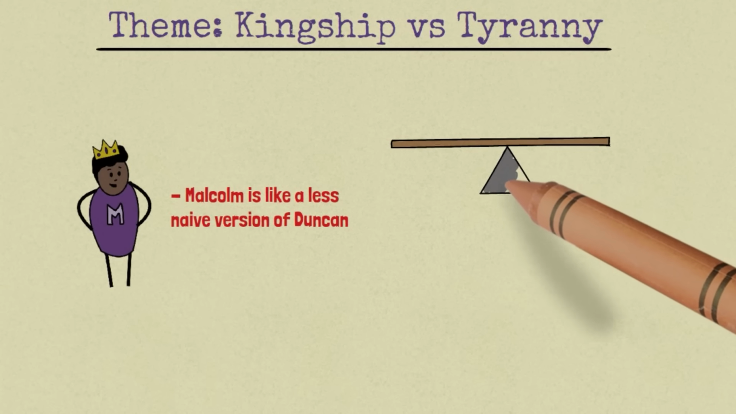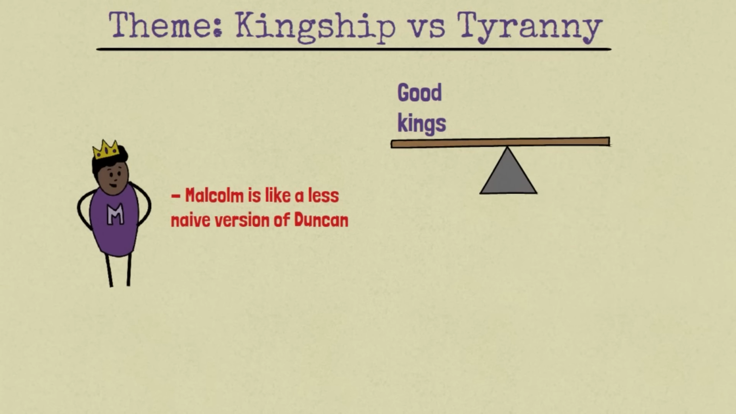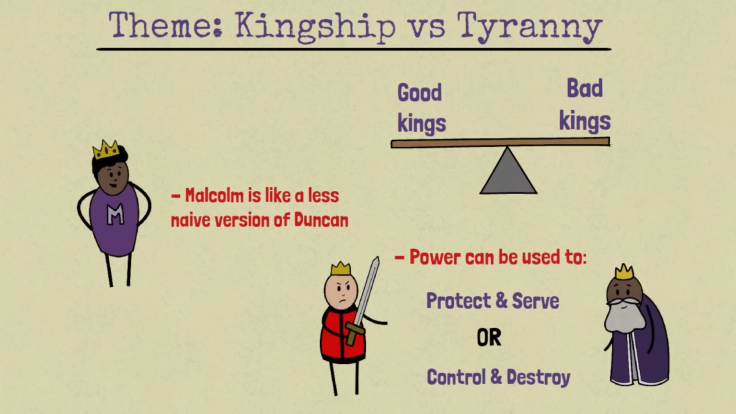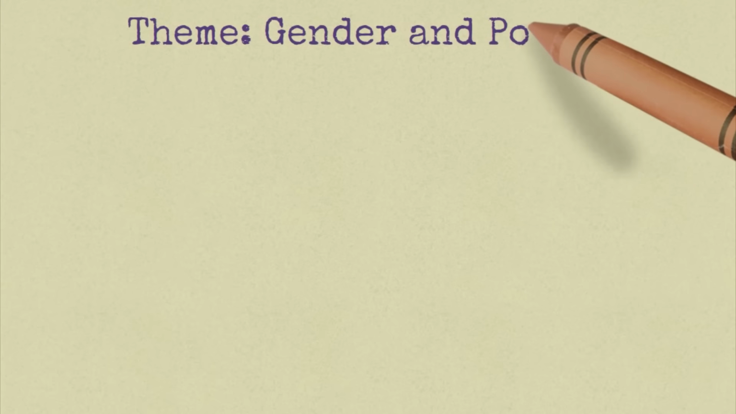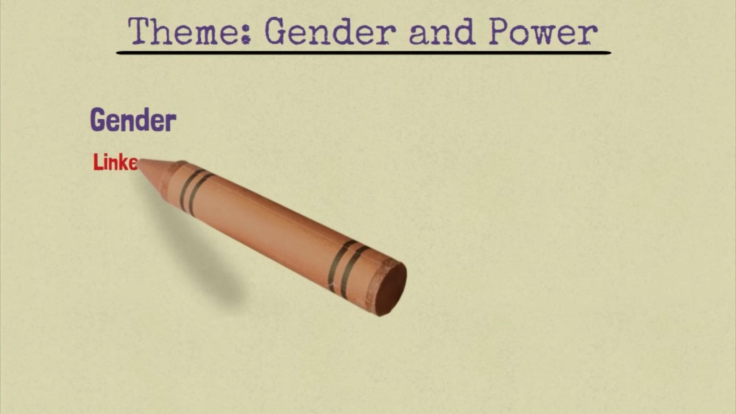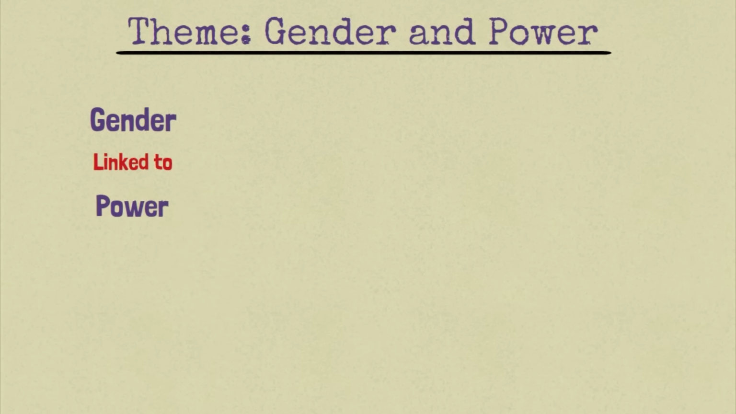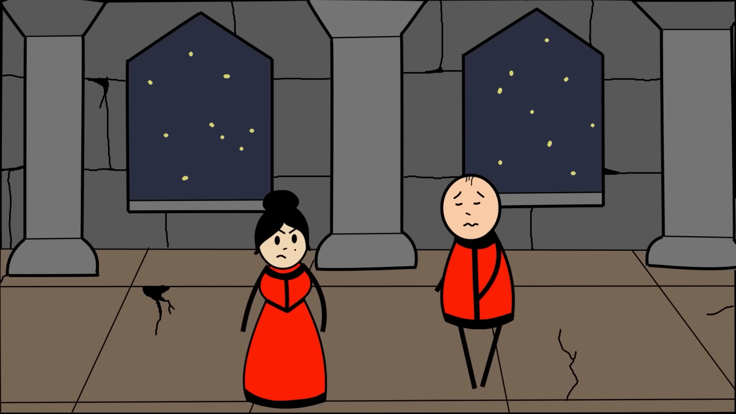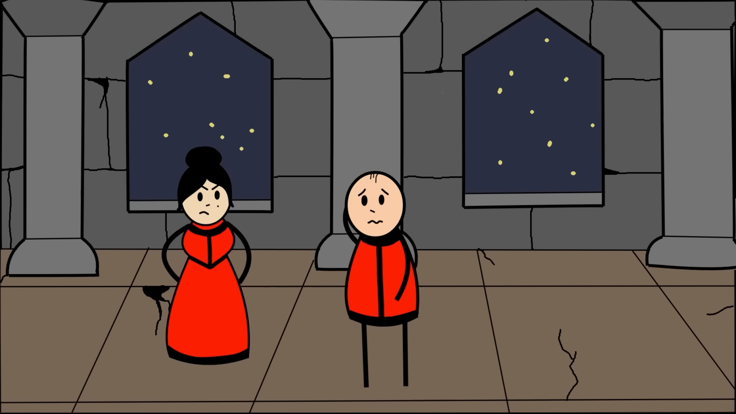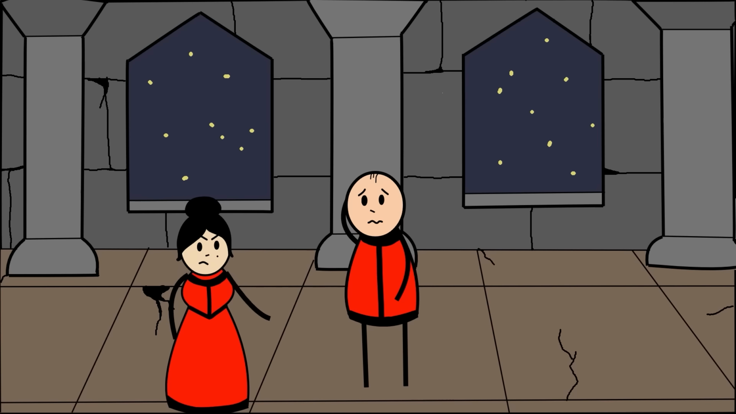Shakespeare compares the difference between good and bad kings to show how power can either be used to protect and serve, or control and destroy. But if you've noticed, most of the power in Macbeth is held by the male characters, and that is because power was very closely linked to gender in Shakespeare's time. Through this play, however, he explores questions of what it means to be a man, and seems to criticize how traditional gender roles are twisted to suit ambition, power, or control.